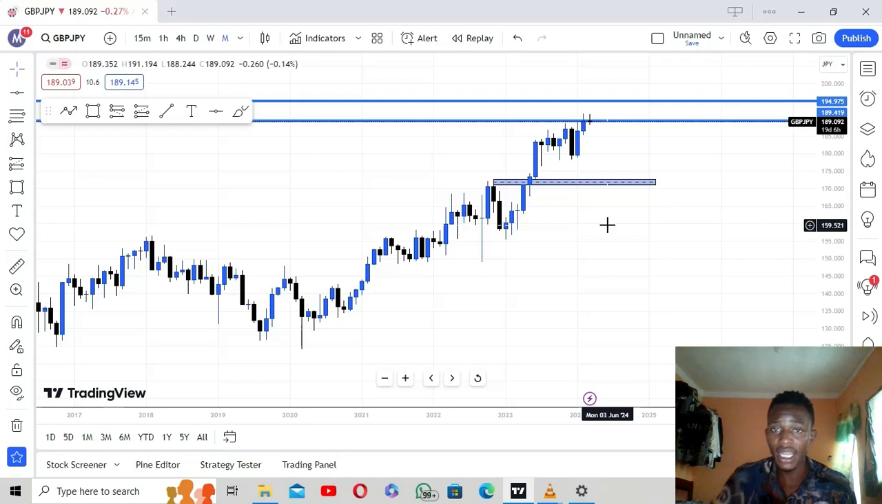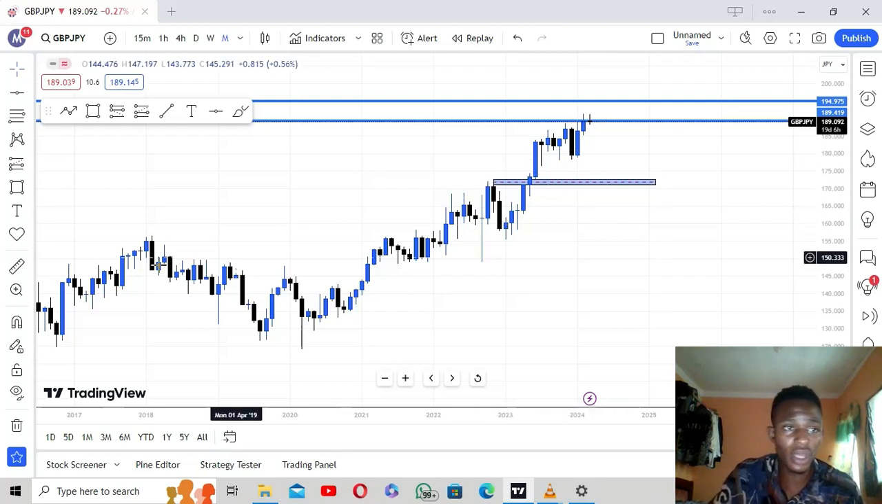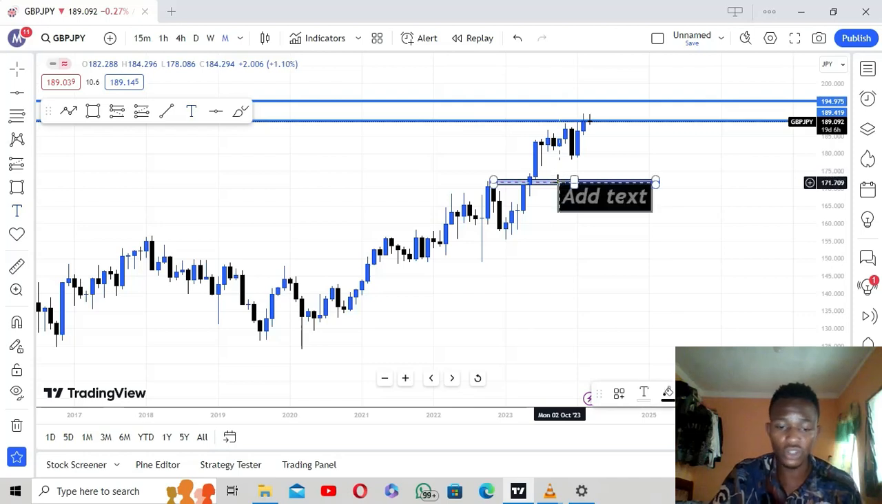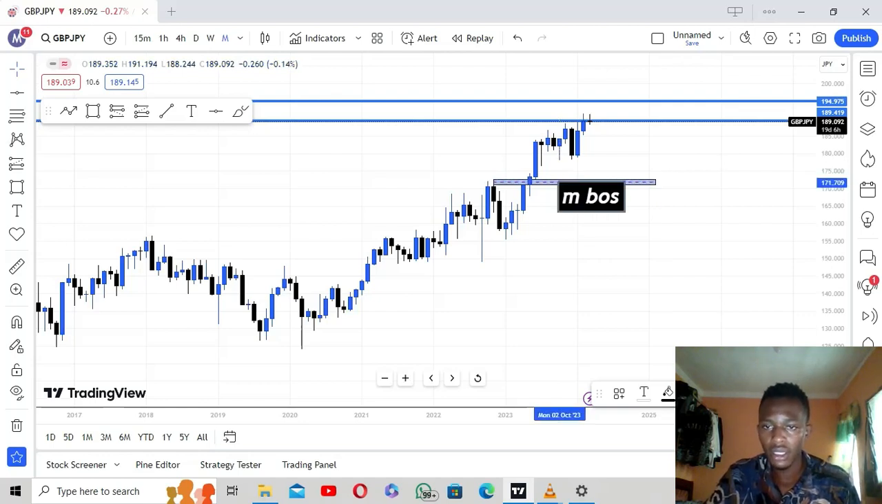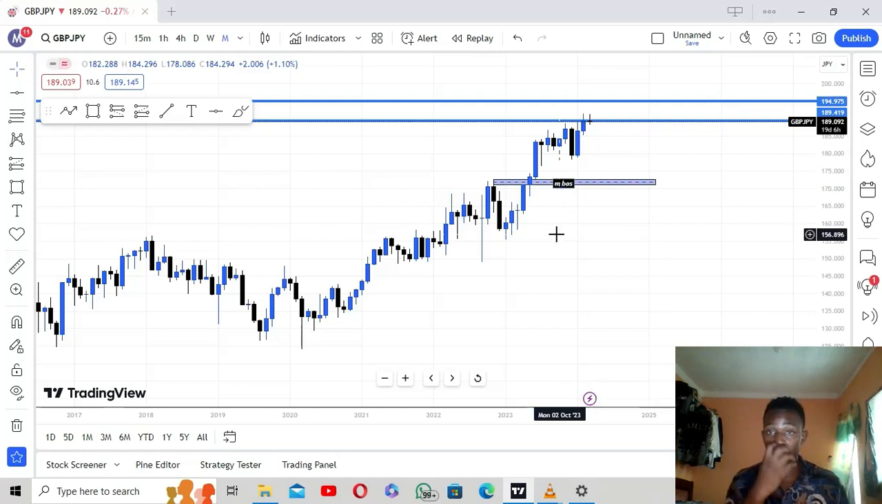I hope you're understanding. Now, when I mark out this zone, I'm going to add a text here to say monthly break of structure. I'm just going to write MBOS, which means monthly break of structure. Let me just reduce the size to 10. I know this is the monthly break of structure, right?